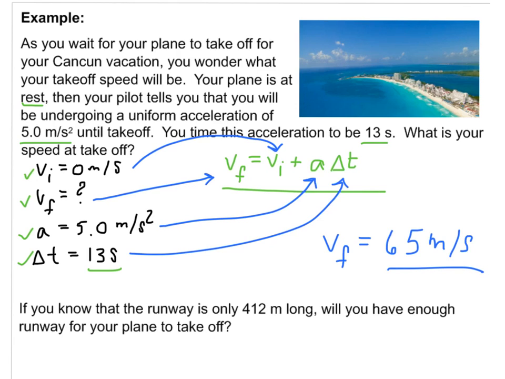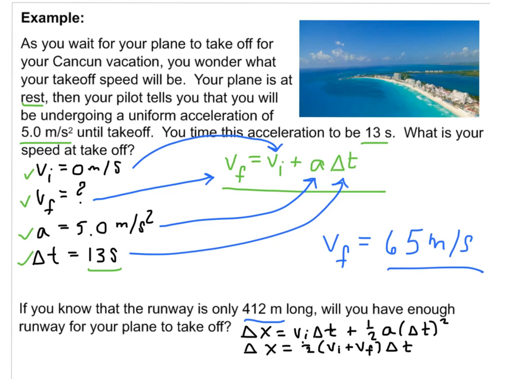Now here's another question. While you're sitting there waiting for your plane to take off, if you know that the runway is only 412 meters long, are you going to have enough runway for your plane to take off? Well, I actually have 2 equations to choose from, and I can use either one of my very useful equations for displacement with constant uniform acceleration. Try them both. Plug the values in and prove it to yourself that you get the same answer. Either way, I get 422.5 meters for the displacement. Well, that's not enough for my plane to take off. So hopefully you never find yourself in that situation.